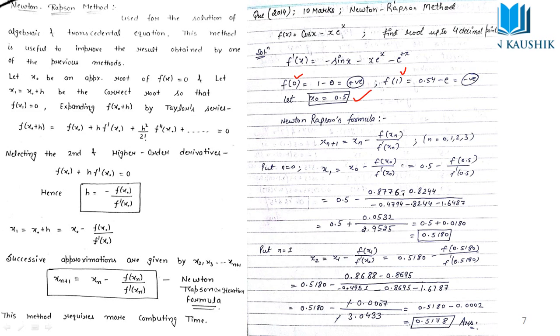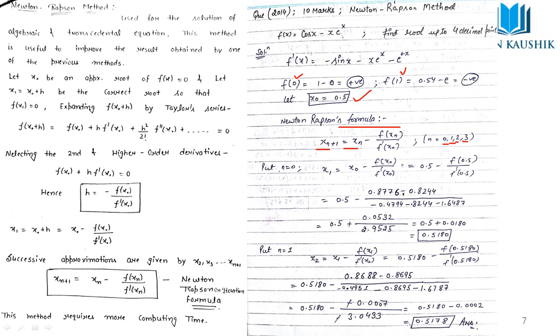So according to the Newton-Raphson formula, x of n plus 1 equals x of n minus f of xn divided by f dash x of n. Here this n is not the nth derivative. Here n is any whole number, you can say 0, 1, 2, 3, 4, which you have to put.